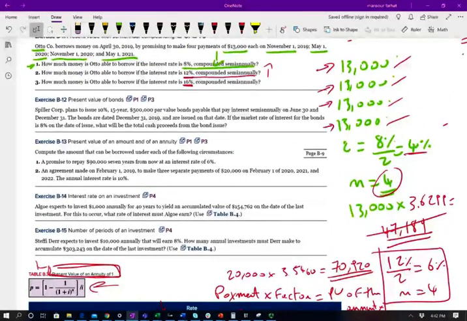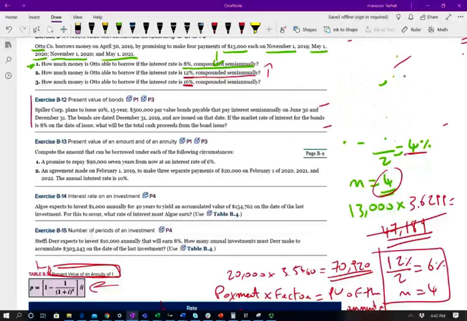Okay, let's take a look at exercise 12. Exercise 12. Spiller plans to issue a 10%, 15-year bond.